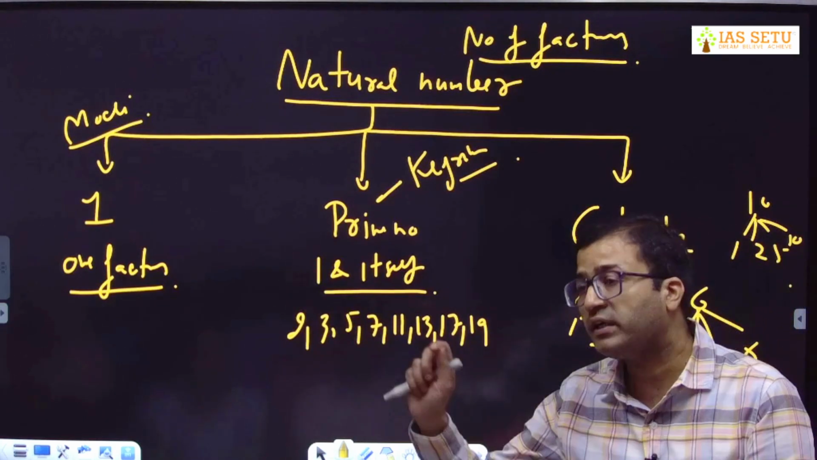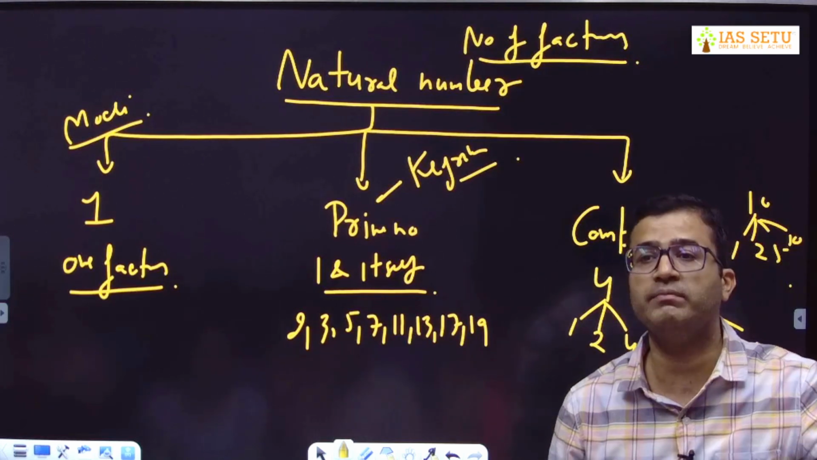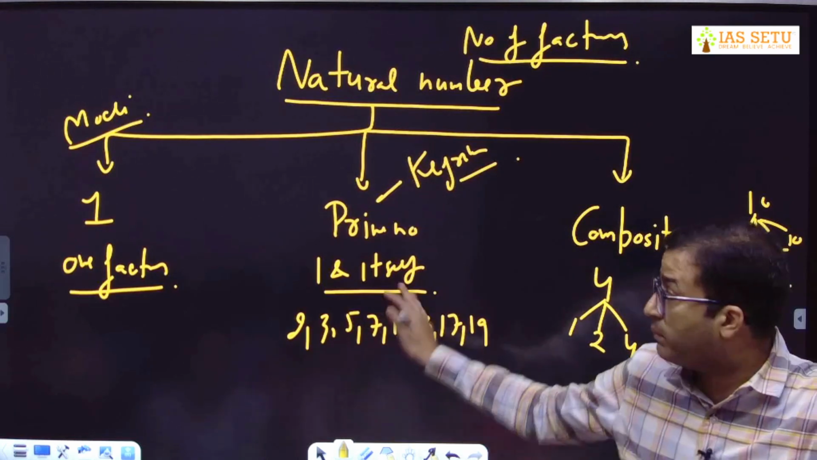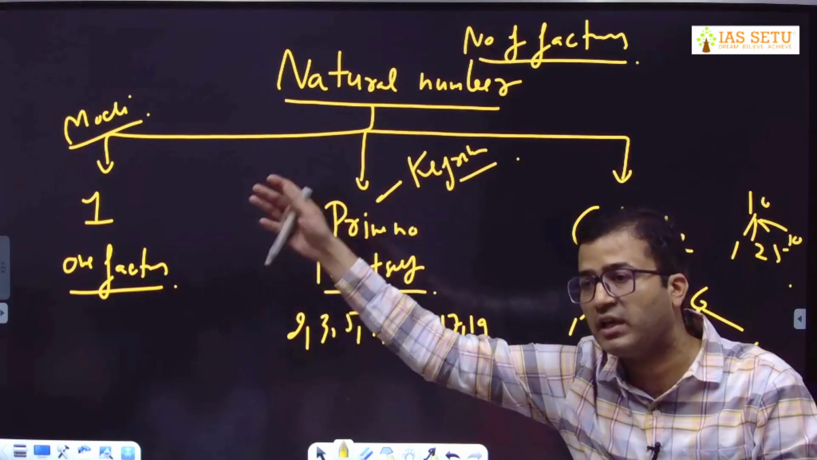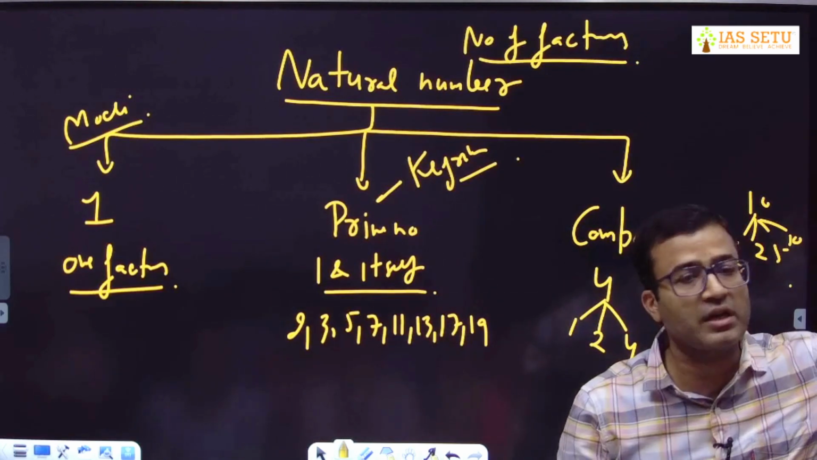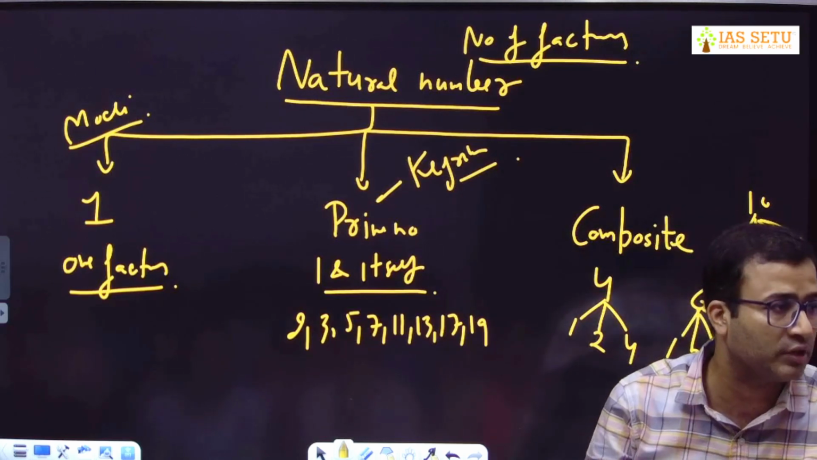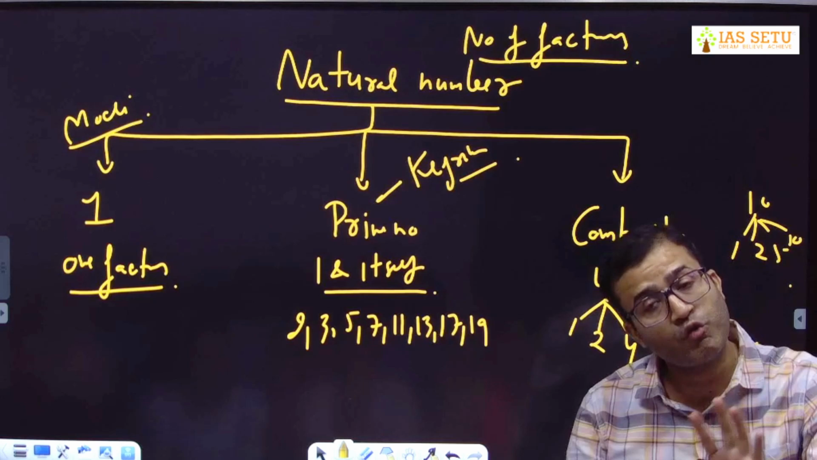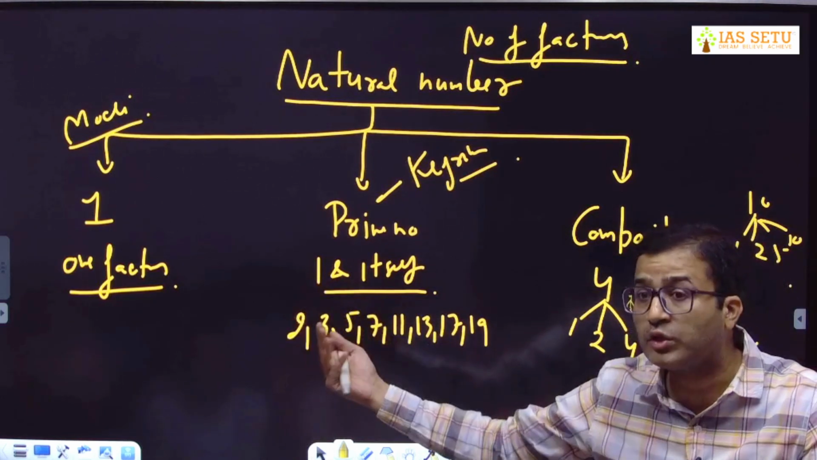So one is unique because there is no other natural number which has only one factor. Prime numbers are infinite, prime numbers will keep coming: 2, 3, 5, 7, 11, 13, 17, 19, there is no shortage of prime numbers. Composite numbers are infinite. Can you tell me any other natural number which has exactly one factor other than one? No. So one is unique, there is nobody like one.